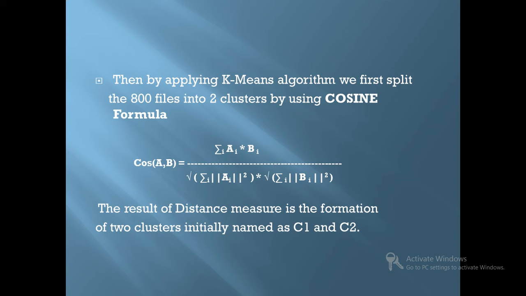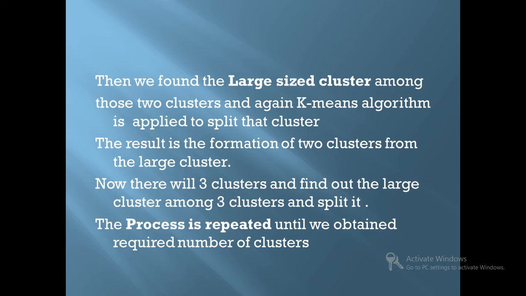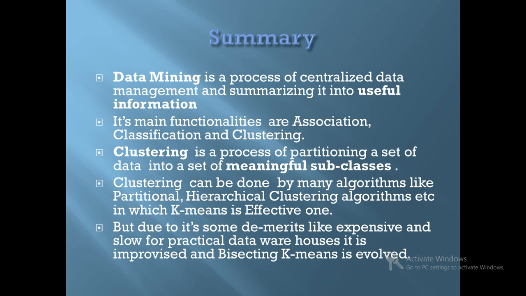Then by applying the K-means algorithm, we first split the 800 files into 2 clusters using the cosine formula, as shown below. Then we find the largest cluster among those 2, and again the K-means algorithm is applied to split that cluster. As we have said, plain K-means is not efficient, but bisecting K-means performs this well.